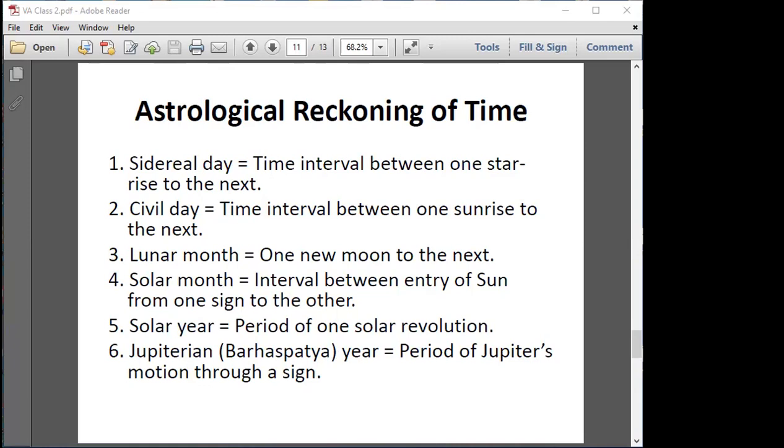Solar month is the interval between the entry of the sun from one sign to the other. This is of course known as Sankranti. Solar year is the period of one solar revolution. Jupiterian or Brahaspatya year is the period of Jupiter's motion through a sign, which is approximately equal to 1 year.